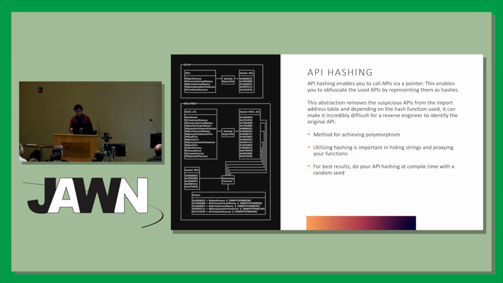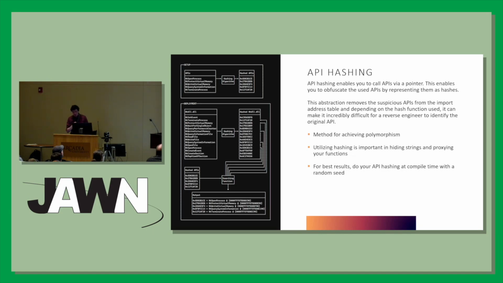This is a method for achieving polymorphism, so making sure that all of your APIs and all of your hashes are different every time your malware is compiled can make it really difficult for signature-based antiviruses to identify your malware. This is super important because it also hides strings and allows you to proxy your functions. And for best results, do your API hashing at compile time with a random seed.